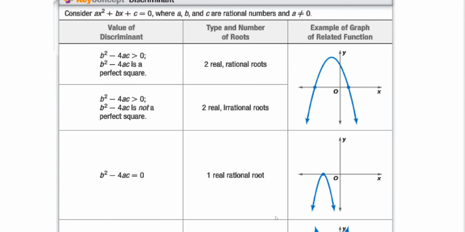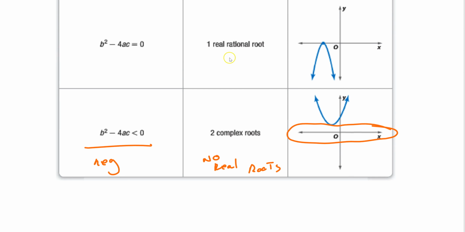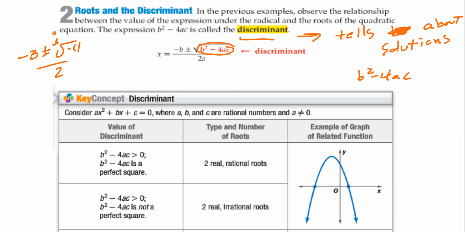Right? So if the discriminant's negative, look what happens. If the discriminant's negative, I get an imaginary number, so I have no real roots. They're all imaginary roots. And what does that look like? That means you don't cross. Because remember, x-intercepts are real roots. So if you get a negative, that means you have no real roots, and that means you have no x-intercepts. So that's the first one it could be.